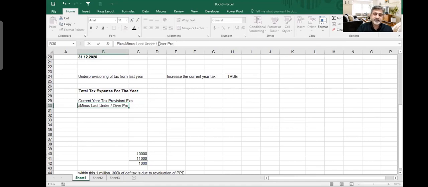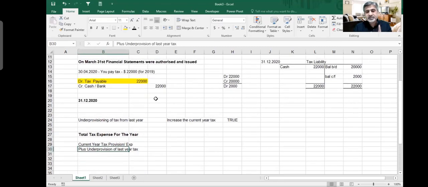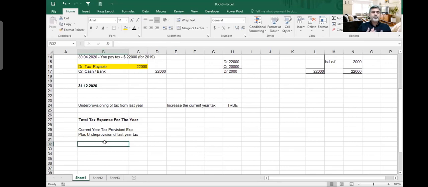Let me write it down more clearly. If you have under provision, you will say plus under provision of last year tax. Because you under provisioned last year, which means you included less tax last year, just like what we were discussing above, 2000. So you have to add it. If it had been over provision, you would have subtracted. So minus over provision or plus under provision.